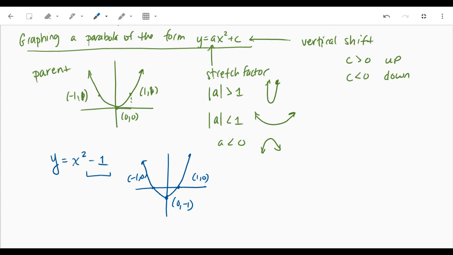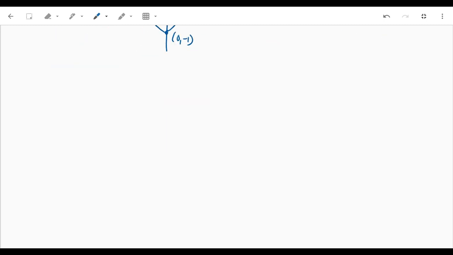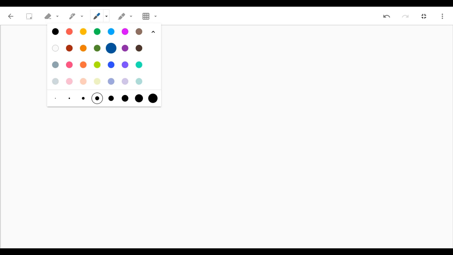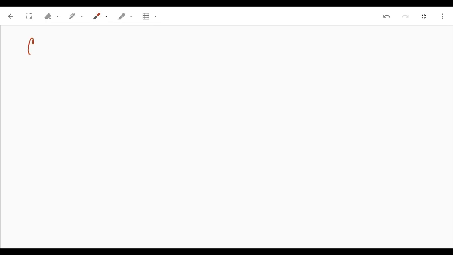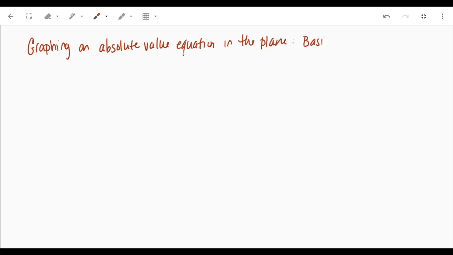Next one, kind of jumping around, back to absolute value now. Graphing an absolute value equation in the plane. And they're saying this is basic. Okay, so let me take a look at some of the examples that they're doing here. They're giving you a number out front. Oh, they're giving you a couple different things here. Okay, maybe we'll do a couple.